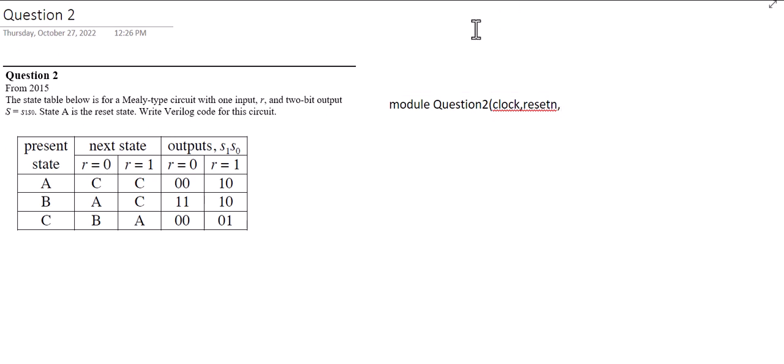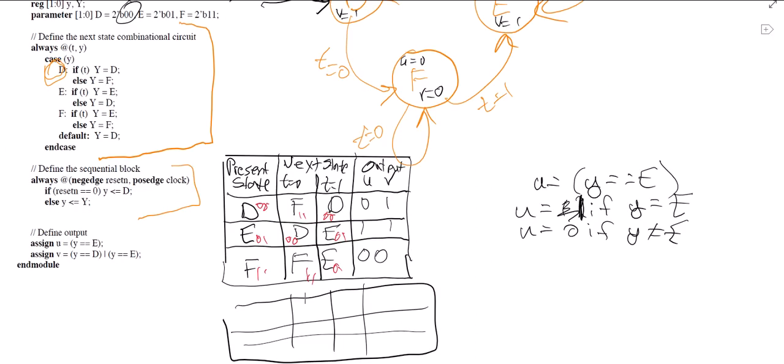So when we're looking at our state table here, and we look under the outputs, we see that we have separate columns for R equals 0 and R equals 1. That is your giveaway that this is a Mealy machine. Because if it was a Moore machine, you wouldn't have separate columns because it doesn't depend on the input. So, like if we go back and look at question 1 here, this was a Moore machine. And when we look at our output, we don't have separate columns for t equals 0 and t equals 1.